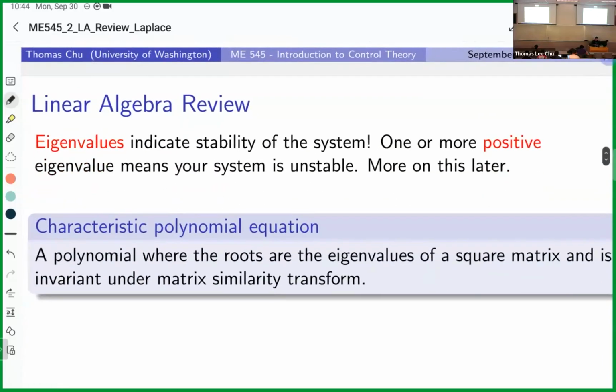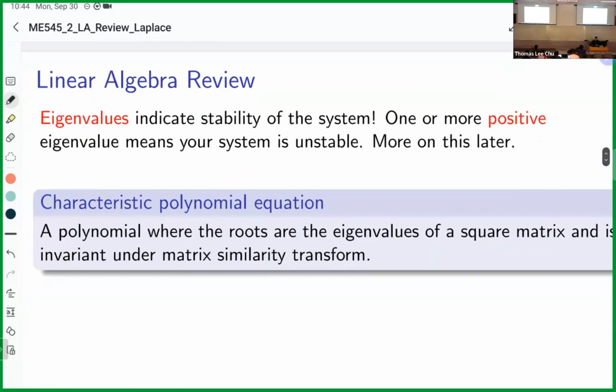Well, basically, eigenvalues indicate the stability of our system. So if we have a matrix with one or more positive eigenvalues, it means our system is unstable. If you have 100 eigenvalues and one of them is positive, the system's unstable. All of the eigenvalues have to be negative for it to be asymptotically stable. There's a special case for when the eigenvalues are 0, which we'll talk about briefly, and more about it will be covered in ME 547. But basically, we want to avoid positive eigenvalues if we want to have a stable system.